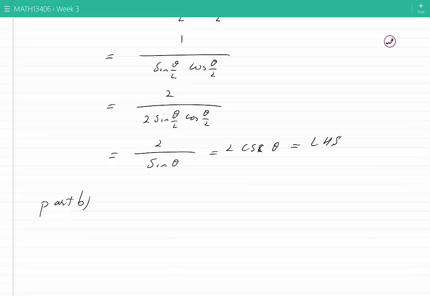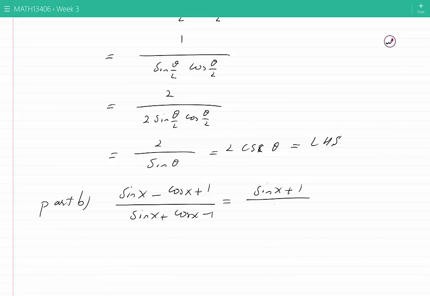We are asked to prove that (sin x − cos x + 1)/(sin x + cos x − 1) is equal to (sin x + 1)/cos x.